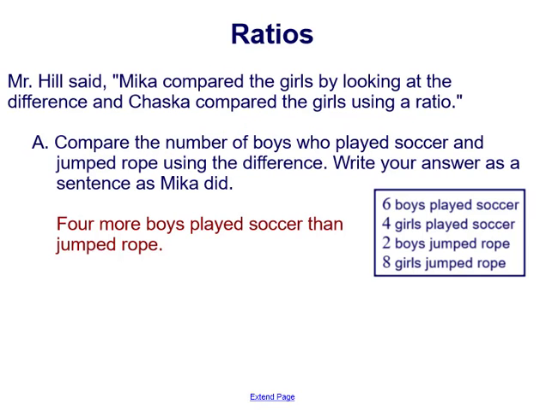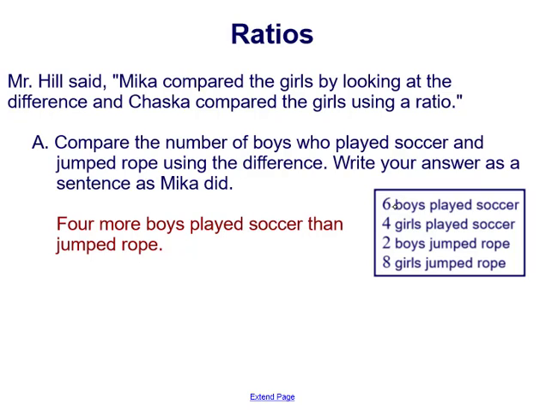With part A, we are comparing the number of boys who played soccer and jumped rope using the difference, writing our answer as a sentence like Micah did. So we would write 4 more boys played soccer than jumped rope.